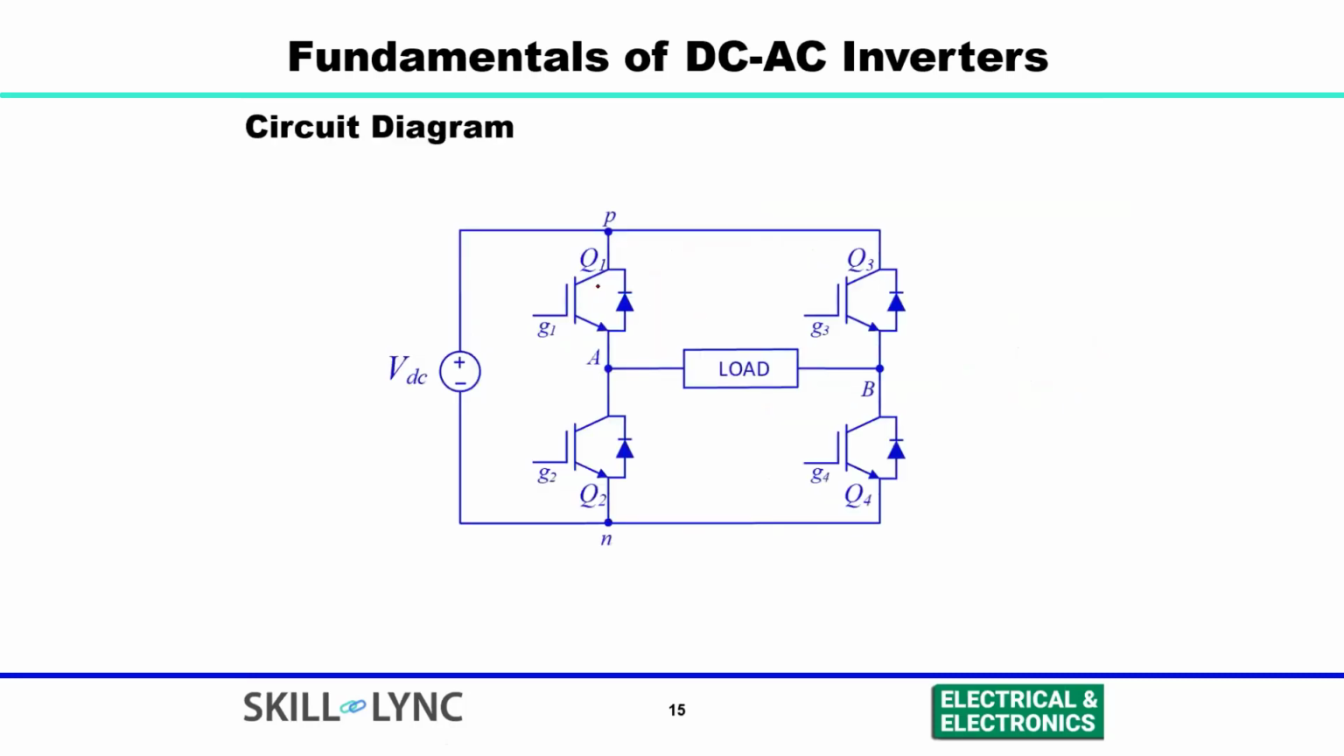When you see here, the circuit will be formed like this. So this we can call a single phase DC to AC converter, and it is a full bridge configuration. So this is the full bridge configuration. So this is the single phase circuit.